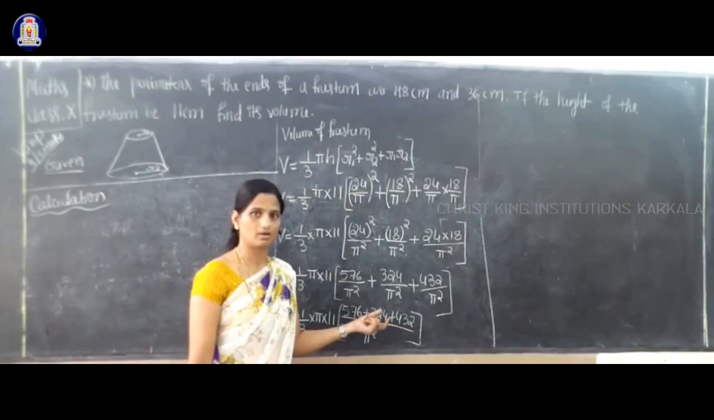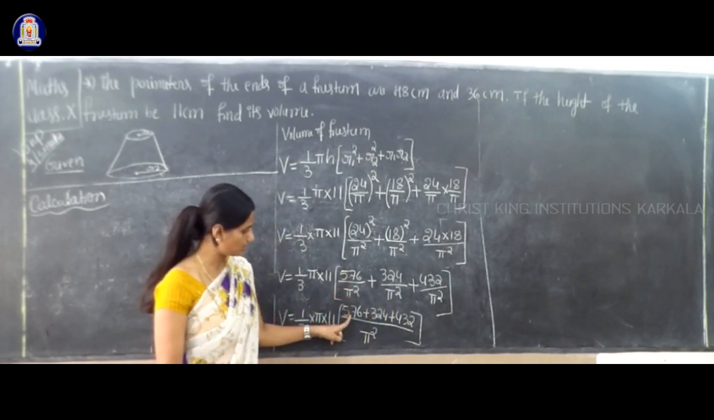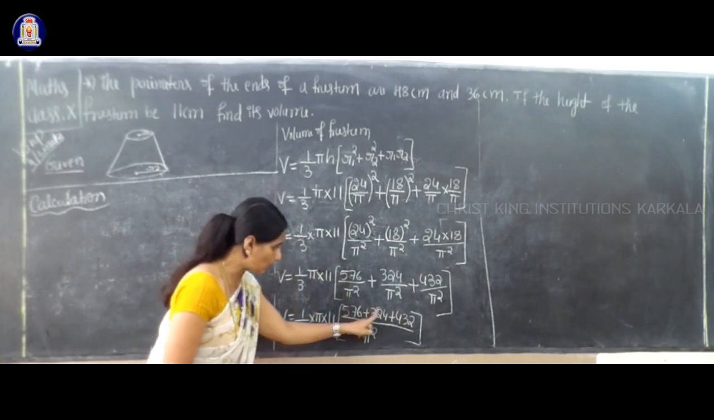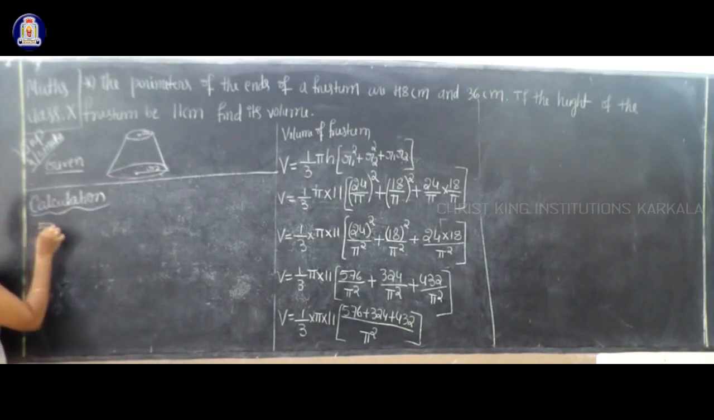LCM is pi square. So numerator is 576 plus 324 plus 432. So add all these. Addition: 6 plus 4, 10. 10 plus 2, 12, 1 remainder. 7 plus 3, 10. 12, 13, 1 remainder. 8, 12, 13. So the answer is 1332.